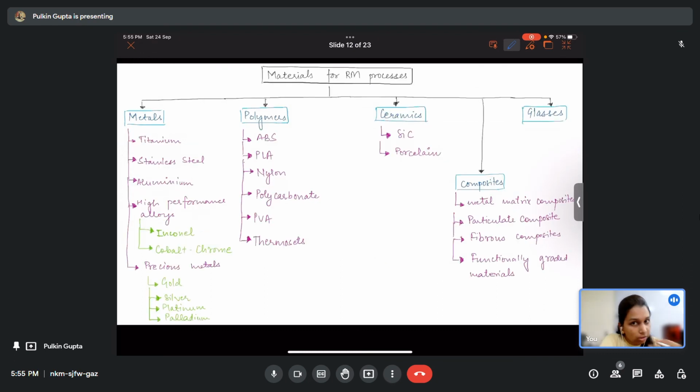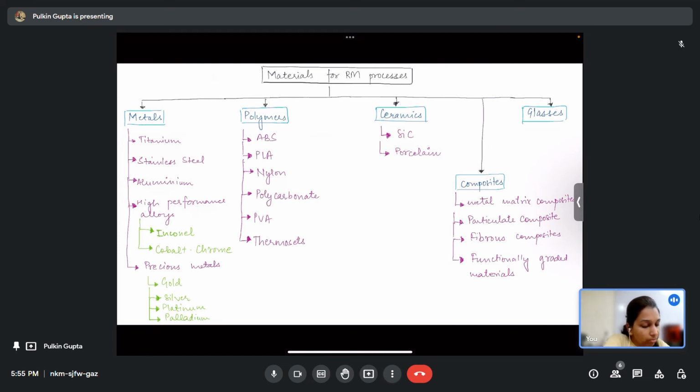Now different materials for rapid manufacturing processes are metals, polymers, ceramics, composites, and glasses. In metals you can have titanium, stainless steel, aluminium. Then you have high performance alloys like Inconel, cobalt chrome. Then you can also process precious materials like gold, silver, platinum, palladium. So they can be processed using EBM, SLS, SLM. All these kinds of processes, metals can be produced, or FDM as well.